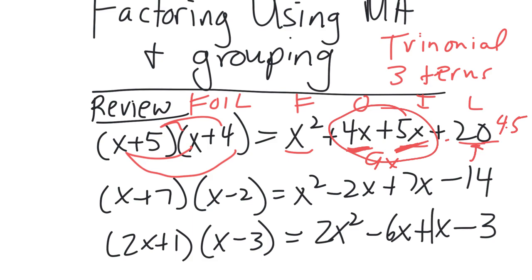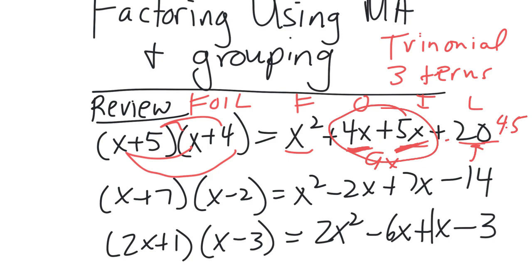Like 10 and 2 multiplies to give you 20, but adds to give you 12. 1 and 20 multiplies to give you 20, adds to give you 21. So 4 and 5 are the only two in existence that will multiply to give you 20 and add to give you 9. There's only a certain combination, and we're going to work through some of these.